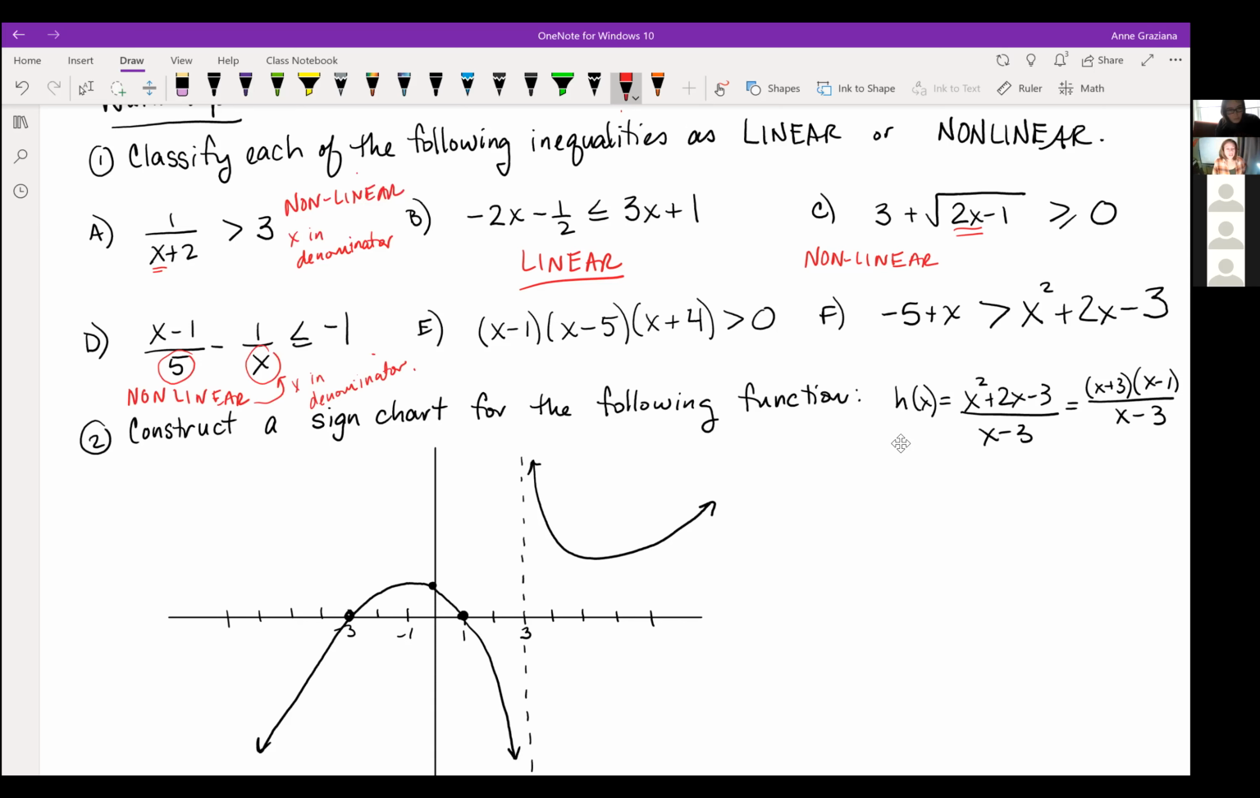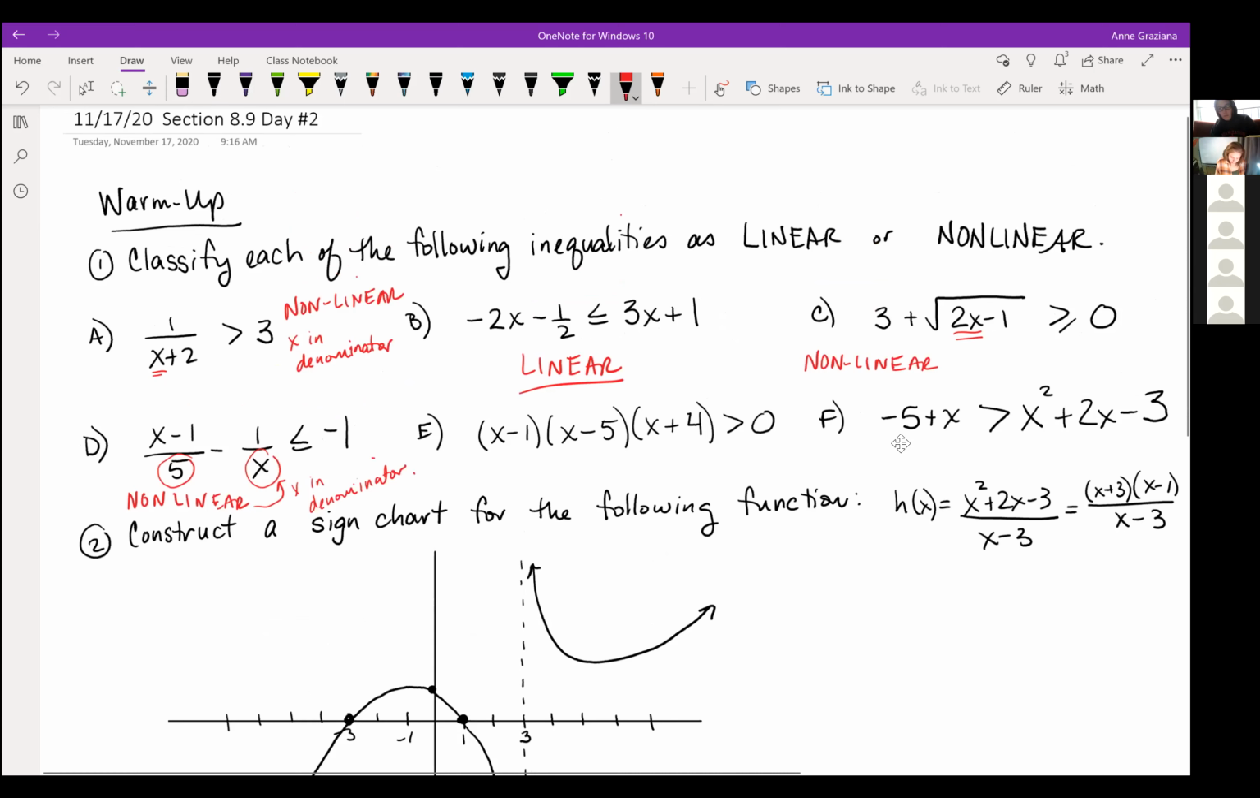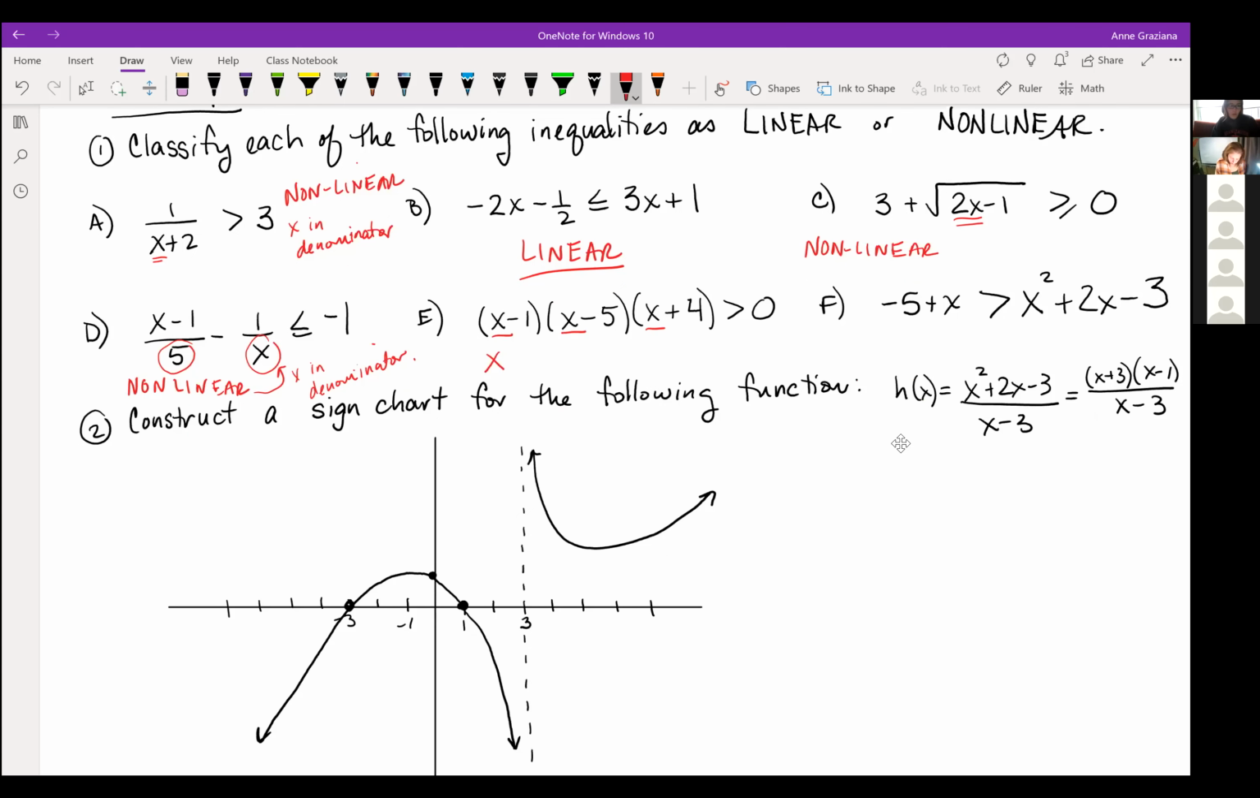Okay. All right, let's look at E. Is this nonlinear? Yes. I have yeses. I have a couple no's. Okay. Each piece of this is linear. X minus 1 by itself is a line. X minus 5 by itself is a line. X plus 4 by itself is a line. But if you were to multiply this out, you would get x times x times x, which means my leading term would be x to the third. So if I were to multiply this out, this is actually a cubic function. And so that means it is nonlinear.